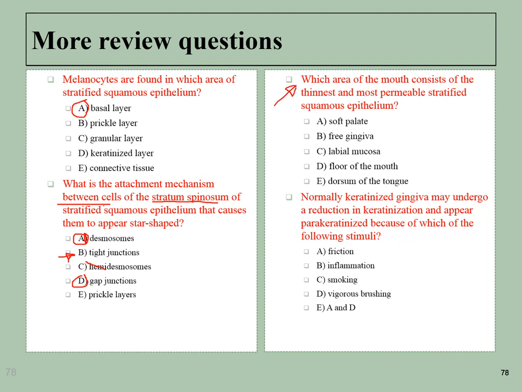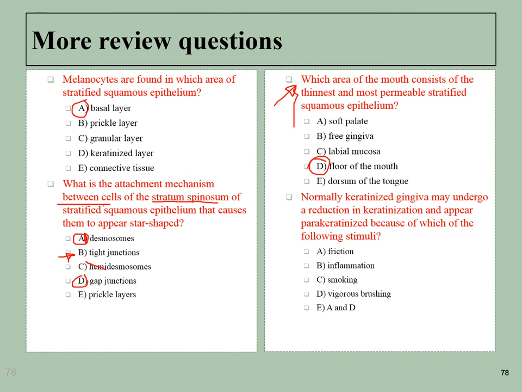Okay, let's see if I can get through this. Which area of the mouth consists of the thinnest and most permeable stratified squamous epithelium? Well, given all of these options, we didn't exactly count the number of cells. But if you recall, I said that some drugs could be taken sublingually because that's the region of the oral cavity where chemicals could get across the epithelium the most easily. So that should lead you to this answer here, the floor of the mouth.